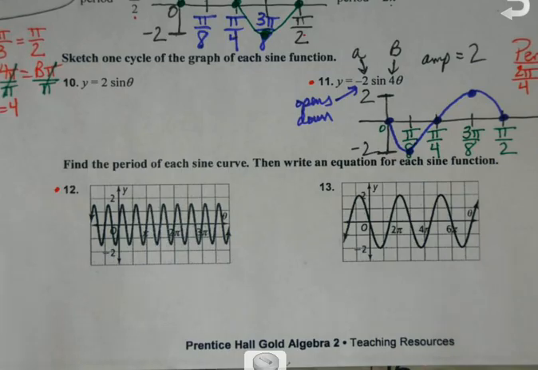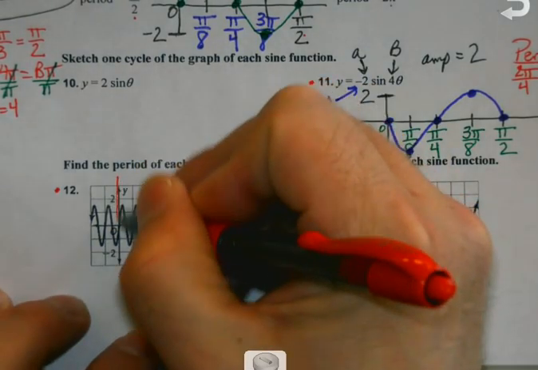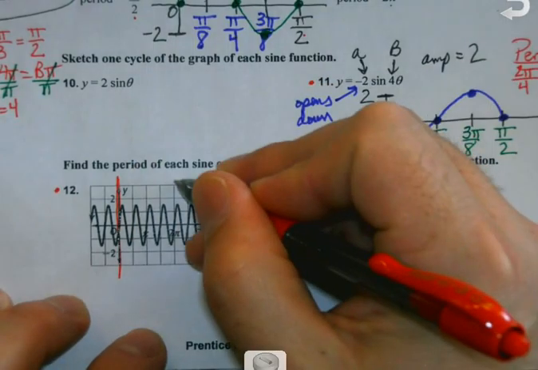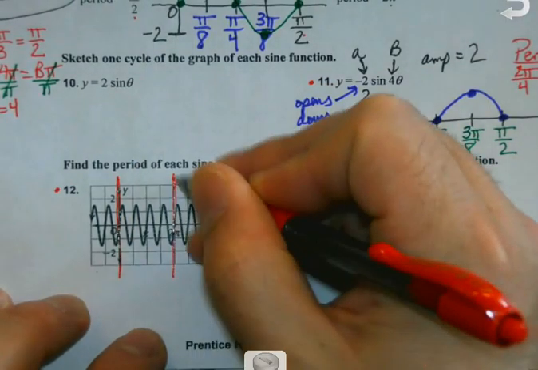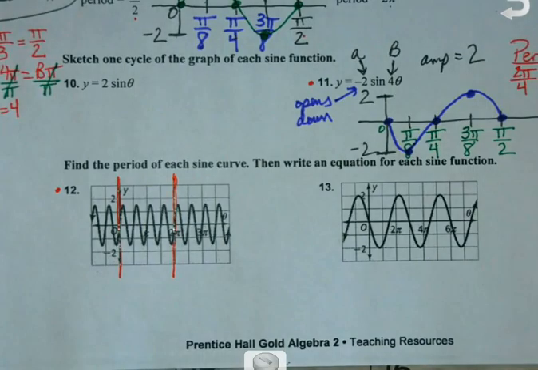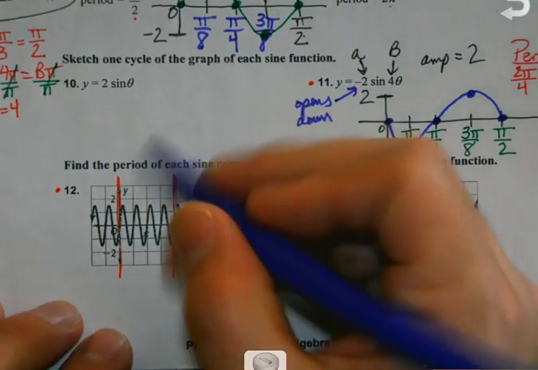Okay, so if I've got to find the period, I look at this first and I'm like, what can I do to figure this out? Well, maybe I figure out how many cycles there are first. So here's 0, here's 2 pi. I need to figure out how many cycles I've got in here.